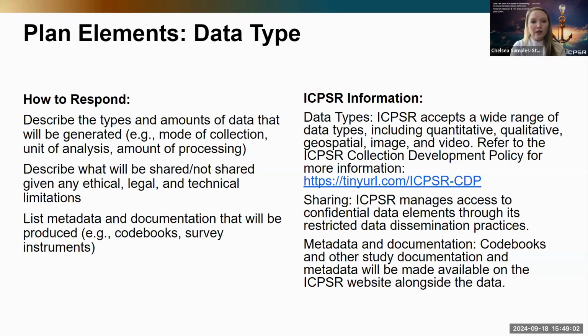But in general, the data type element should include the following types of information: the types and amounts of data that will be generated, what data will be shared or not shared, as well as any ethical, legal, or technical limitations for why those data will or will not be shared, and a list of metadata and documentation that will be produced, including codebooks, survey instruments, or other similar documentation. Given this, we provided some information about ICPSR that's relevant to this area that you may wish to reference or refer to in your data management plan.